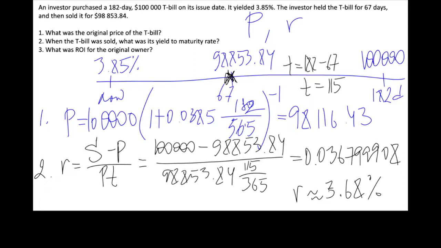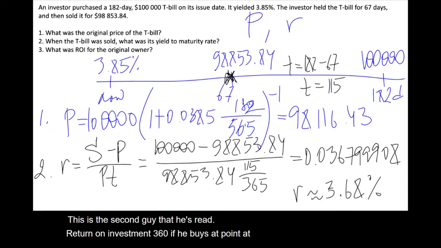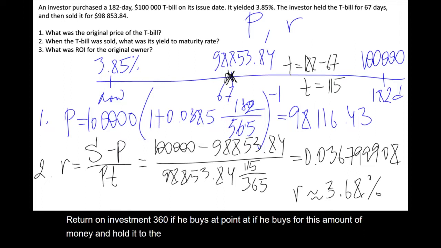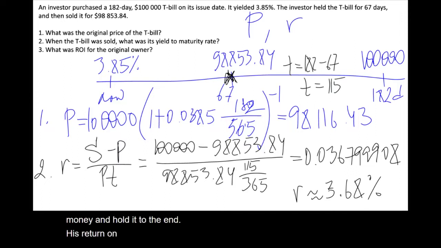So that number 2 is the rate that the second guy will get when he sells it for 100K. No, the second guy, his return on investment is 368%. If he buys for this amount of money and holds it to the end, his return on investment would be 368%. Right. Okay. Yeah, that's what I meant. Thank you. You're welcome.